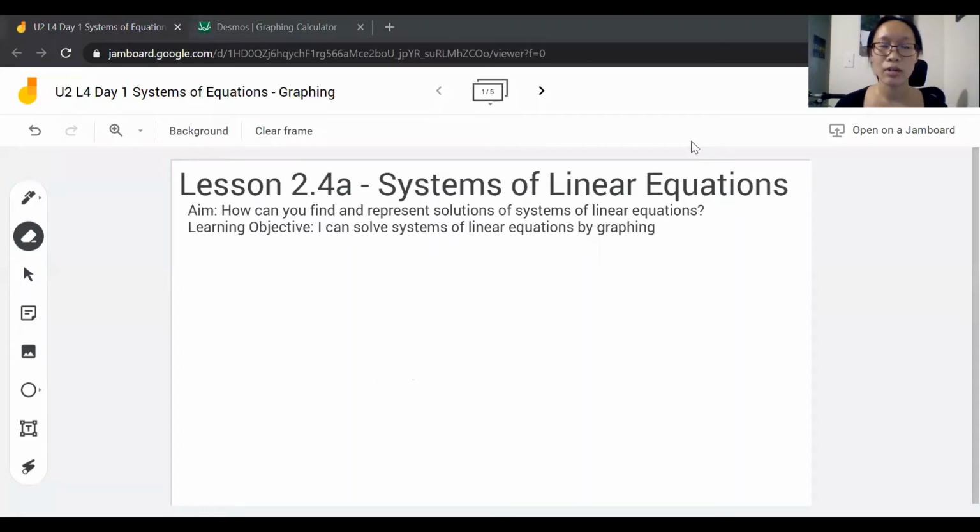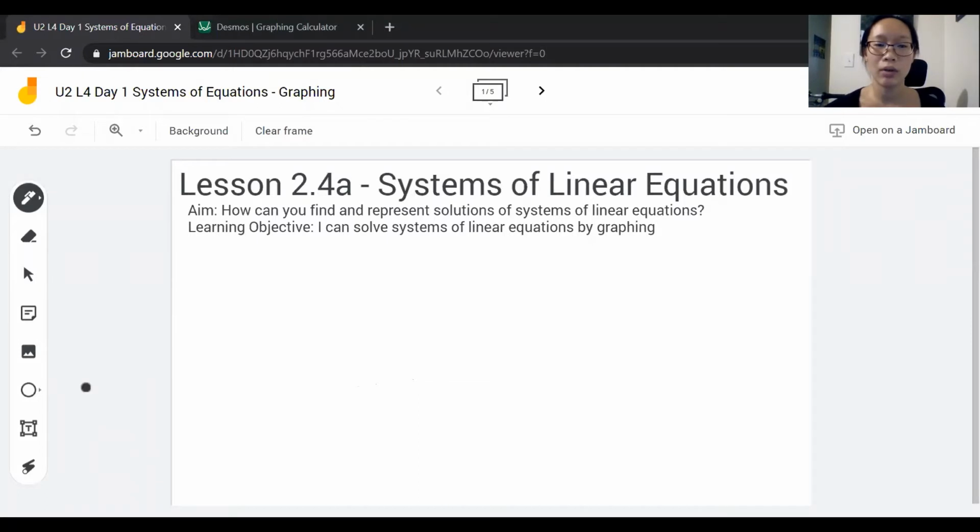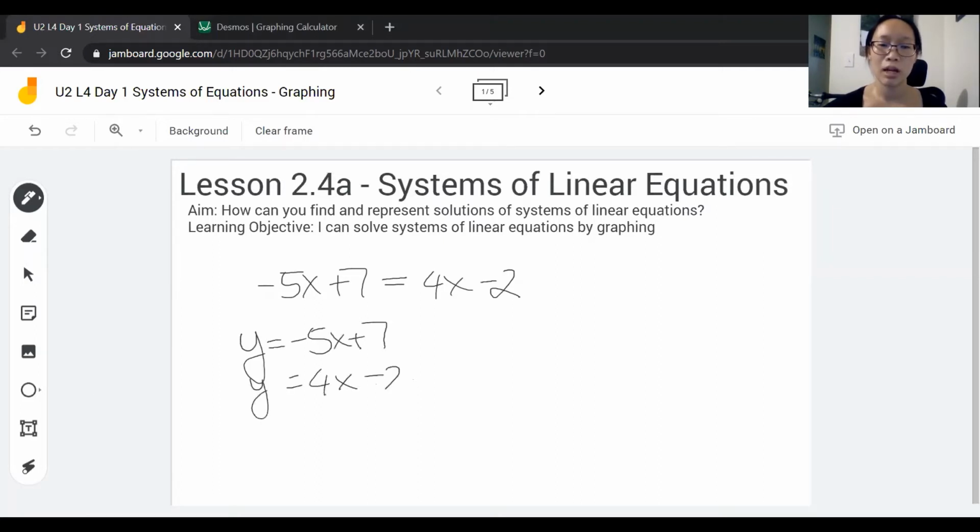Hi, I'm Ms. Cho, and today we're going to solve systems of linear equations by graphing. We've already seen before when we have two equations, like negative 5x plus 7 is equal to 4x minus 2, we can find the solution by graphing each side separately. We set each side equal to y, we put them on the same graph, and we look for their intersection.